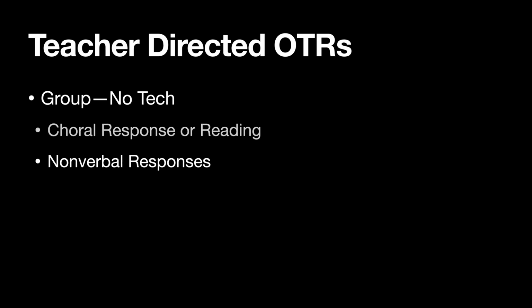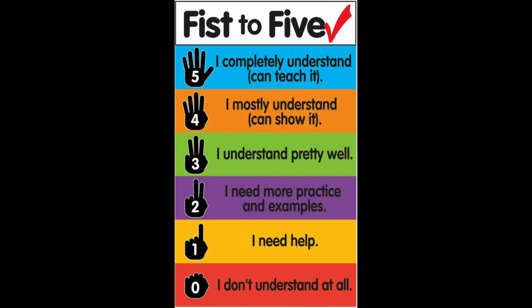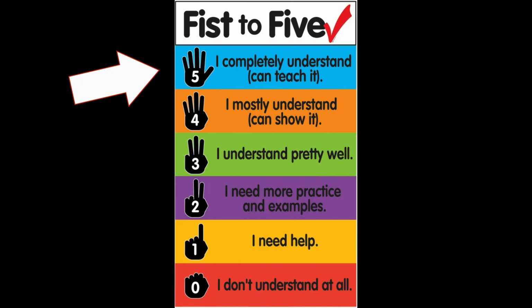Nonverbal responses are another way to accomplish a group OTR. My favorite example of this is the fist to 5 response. This is a method of gauging how well the class is understanding the lesson. At your signal, students hold up either a closed fist, indicating they don't understand the lesson at all, or 1 to 5 fingers that indicates their level of understanding, with a 5 meaning they completely understand it and believe they could even teach it to others.